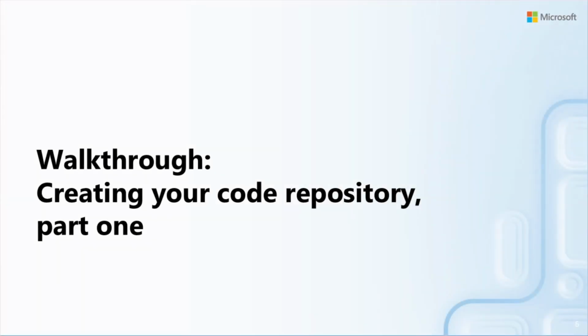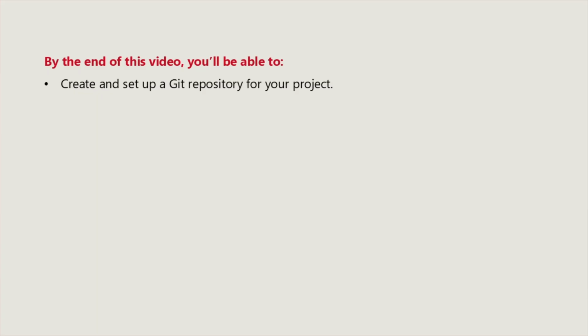Think of Git as your project's safety net. It keeps track of every change, every addition, and even every mistake, allowing you to go back in time or collaborate seamlessly with others. In this video, we're going to show you how to set up a Git repository for your machine learning project so you can code with confidence and keep everything under control. By the end of this video, you'll be able to create and set up a Git repository for your project, and organize your files and structure your repository.